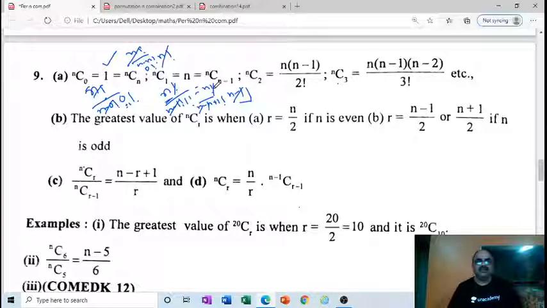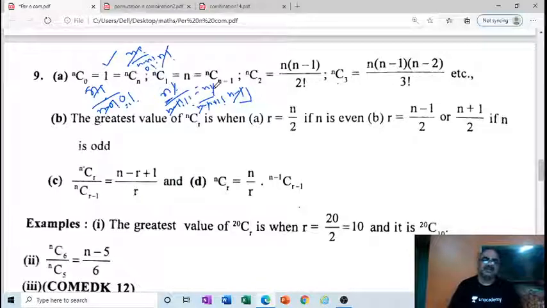Second concept, if I take the greatest value of NCR, what is it? If n is even, it is R equals n by 2. And if it is an odd value, you will have two options. Either it is n minus 1 by 2 or it is n plus 1 by 2. That is if it is odd, and that is if it is even. Friends, these are all the terms that should get registered in your mind. As the time is catching up, I'm just rushing through. You have plenty of problems here to solve.